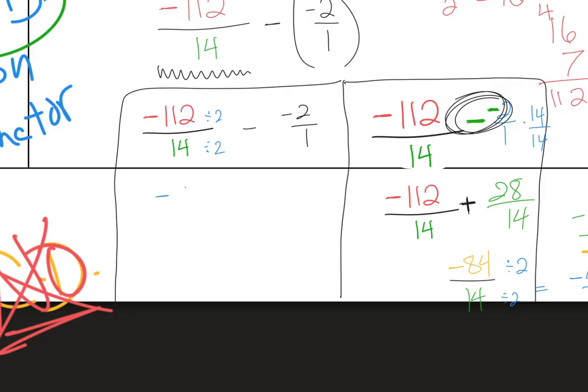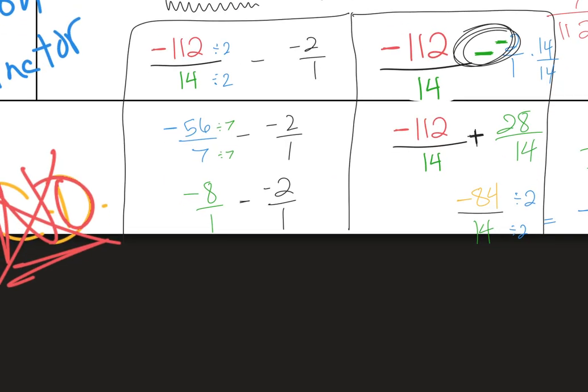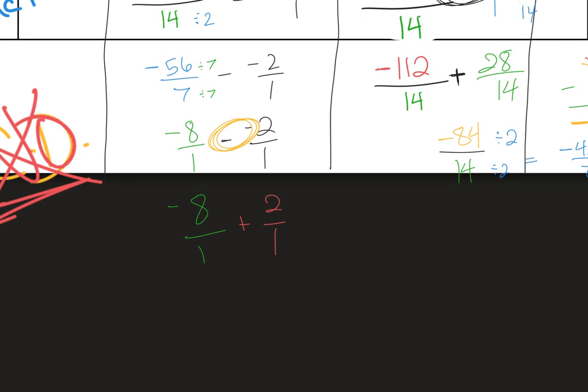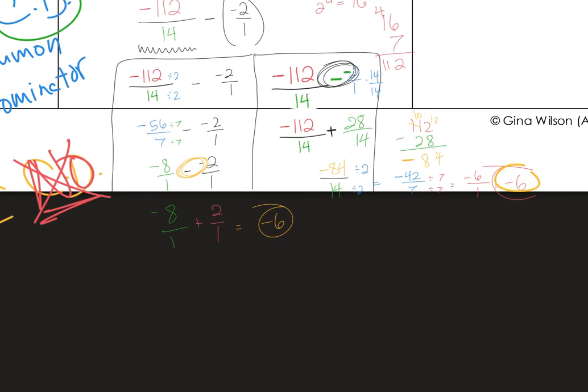We get 56 over 7. Minus negative 2 over 1. Well, I wasn't crazy, because now we can divide those both by 7, and you get negative 8 over 1 minus negative 2 over 1. At some point, we need to deal with this double negative. So we get negative 8 over 1 plus, I realized I was about to write in black, plus 2 over 1. Well, guess what negative 8 plus 2 is? It's negative 6. Didn't we say the answer was negative 6?